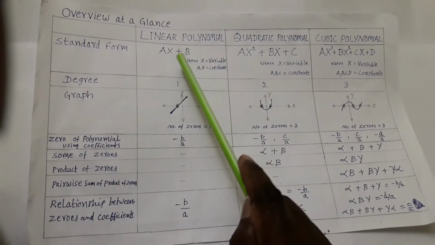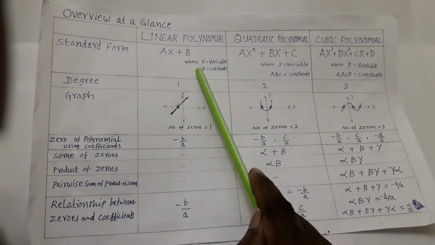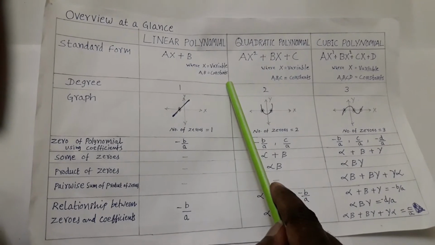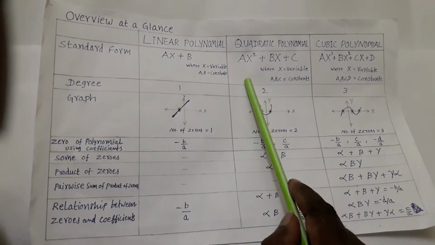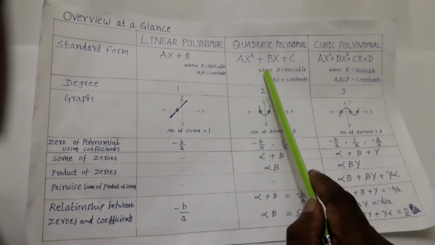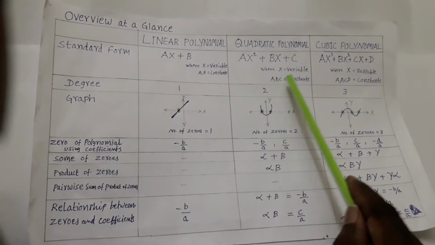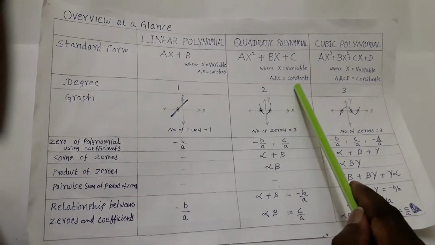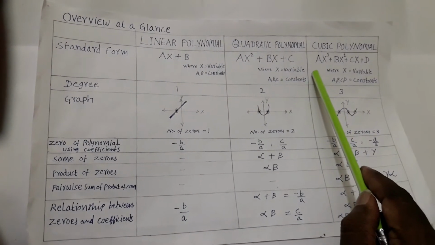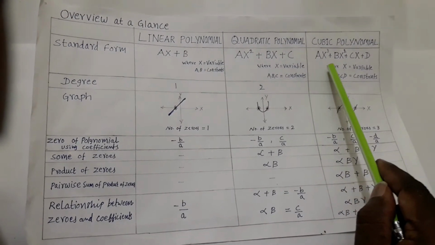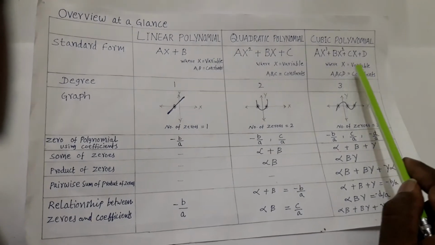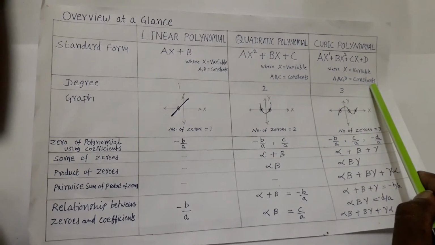linear polynomial is ax plus b, where x is the variable and a, b are constants. For quadratic, the standard form is ax square plus bx plus c, where x is the variable and a, b, c are constants. For cubic, the standard form is ax cubed plus bx square plus cx plus d, where x is the variable and a, b, c, d are constants.